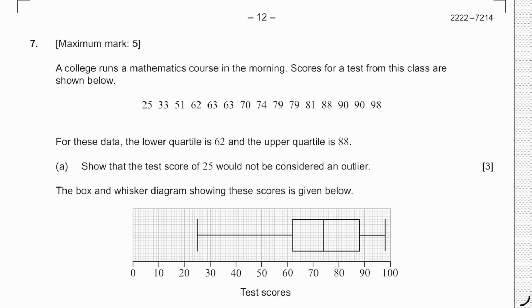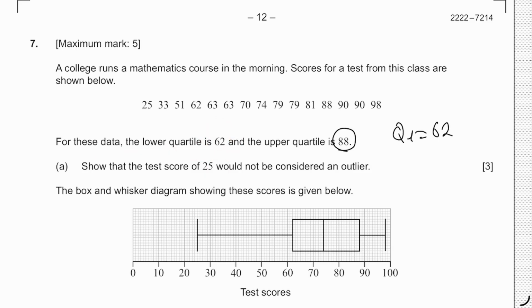Question number 7 is the topic of statistics and about interquartile range, mean, median, etc. Okay, this topic of statistics. Okay, Ran's mathematics course in the morning scores. The classes are shown below. These are the math scores, right? For this data, lower quartile is 62. What is lower quartile? Q1.